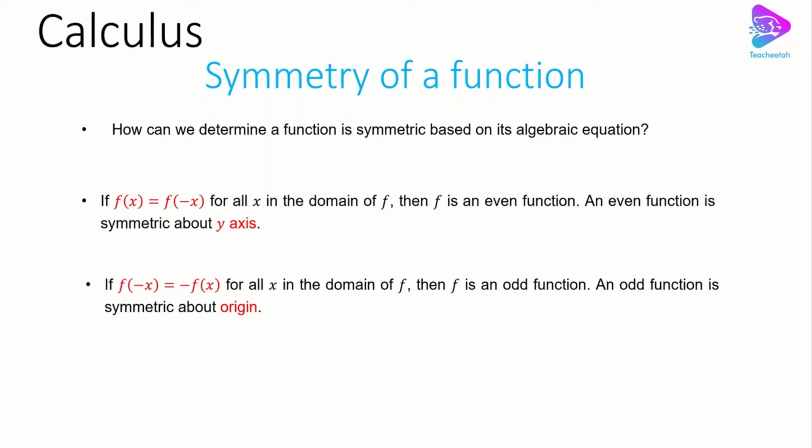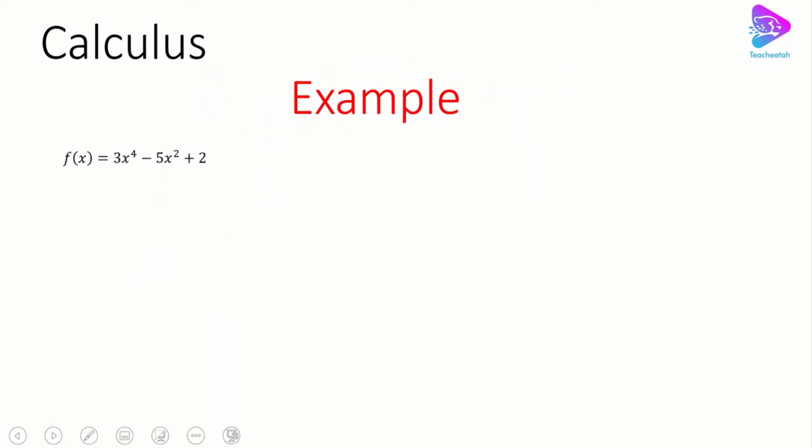Now let's see how we actually apply these two definitions to real examples. So here we have two examples, and we want to examine if these functions are odd or even, and then we can understand the symmetry of this function with respect to the y-axis or origin. The first one, we have f of x equals 3x to the power of 4 minus 5x squared plus 2. In order to see if this function is an odd or even function, we just need to plug in minus x instead of x.